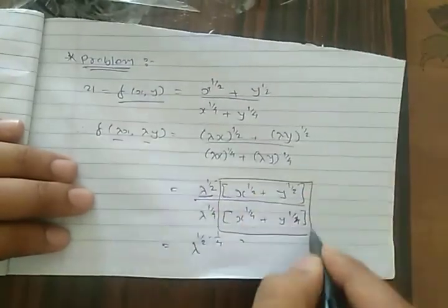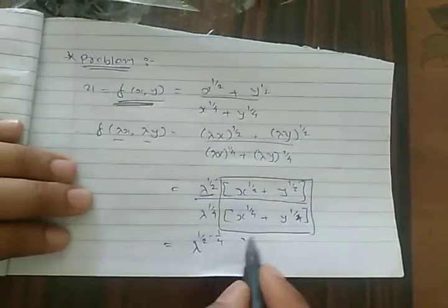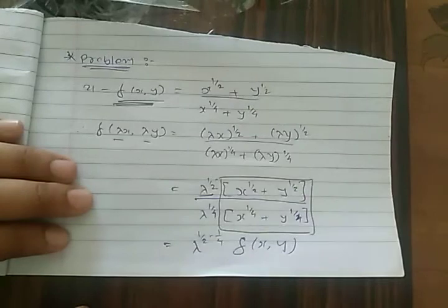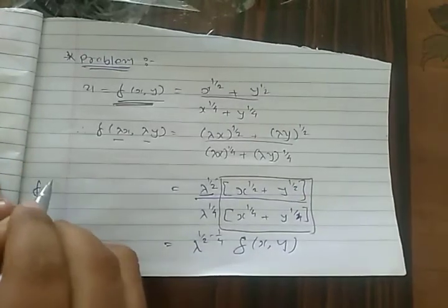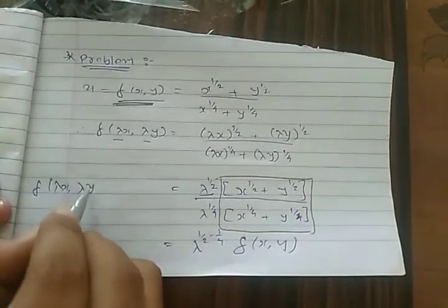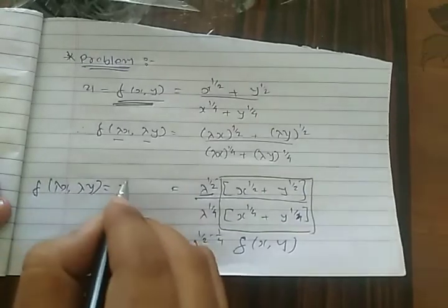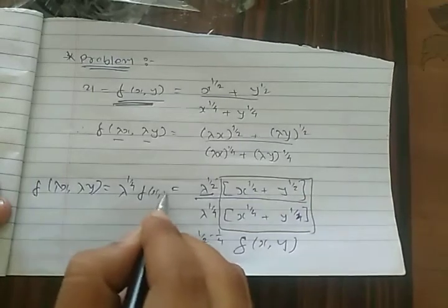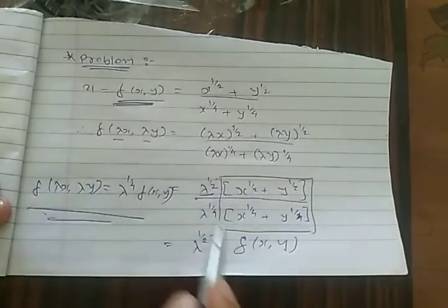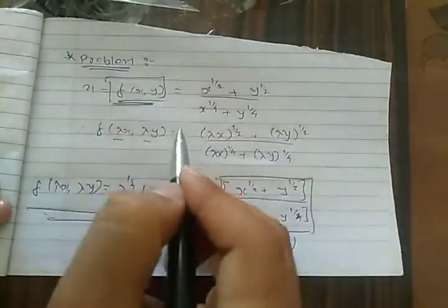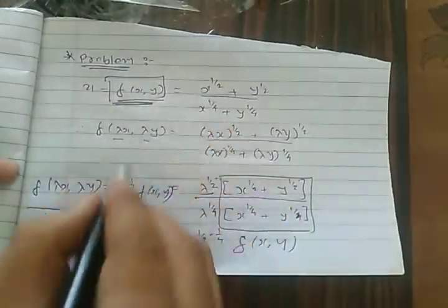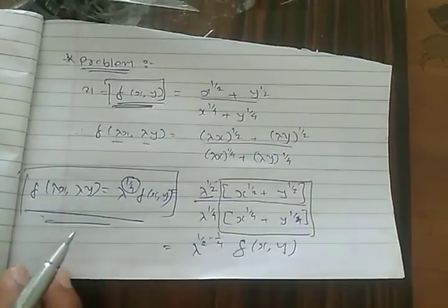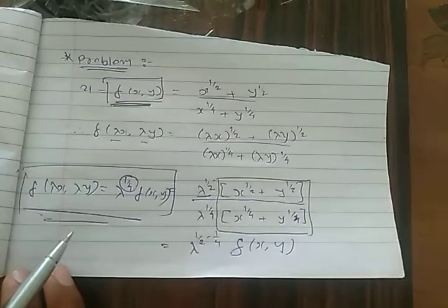this function is identical to f of x comma y, then you can write that f of x comma y. Clear? So that is lambda f of lambda x lambda y is equal to lambda raised to 1 by 4, that is 1 by 2 minus 1 by 4, that is 1 by 4, f of x comma y. So we can say that f of x comma y is your homogeneous function of degree 1 by 4. Clear? So આ રીતે આપણે આપેલું ફંક્શન જે છે એ હોમોજીનિયસ છે કે નહીં એ જસ્ટ આપણે આઈડેન્ટિફાઈ કરી શકીએ છીએ.